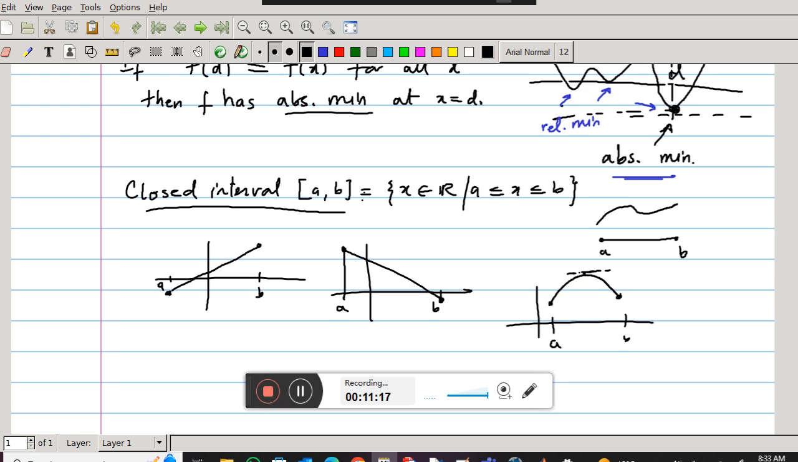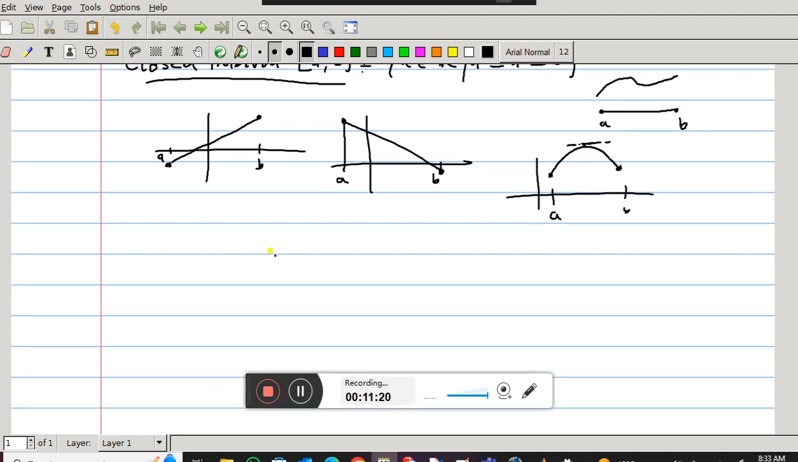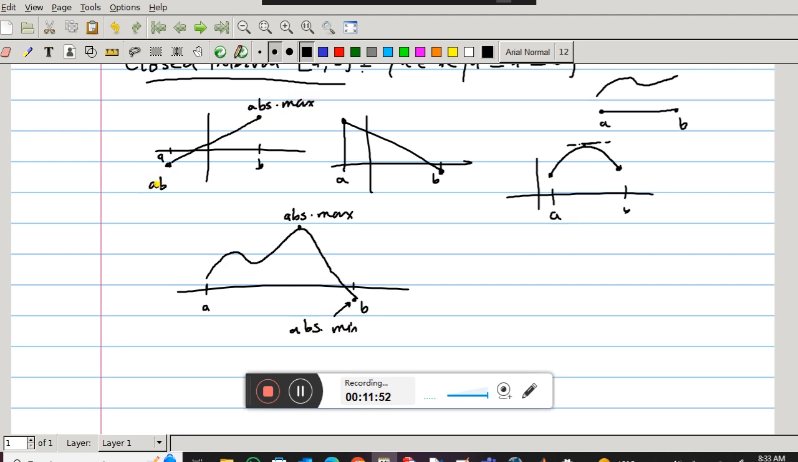Or you can have something like this, right? Let's say this is a closed interval. Again, my closed interval starts from a to b. Now you see, this critical point is maxima and this end point is a minima, right? So see, in all cases, my absolute maxima or absolute minima lie either on the critical point or at the end point. See, this is absolute maxima, this is absolute minima, right? Here, this is absolute maxima and this is absolute minima, right?